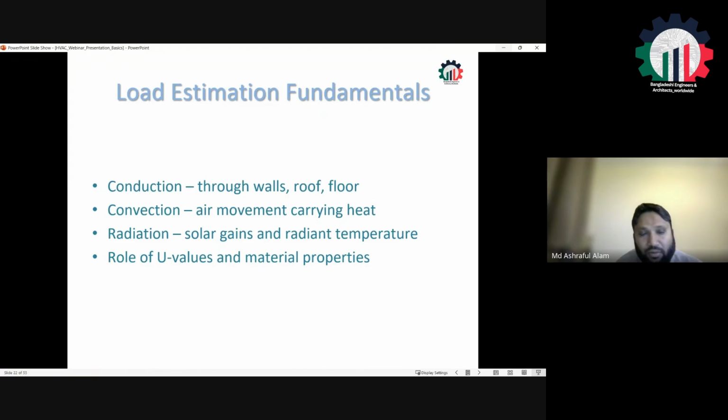So what we saw now is the conduction, which is happening through walls, roofs, and floors. And we saw convection, which is the air movement, and radiation, which is coming from the solar, and the role of U values and material properties, which greatly affect the overall load of the HVAC systems for the buildings. So this is about the load.